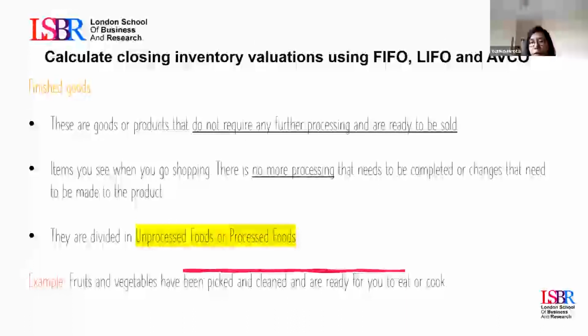So in this case, we don't have any other stage that implies a process to create, to include, because they are ready to sell. And finished goods are divided in two groups, as in the raw material, in direct and indirect. In this case, is it unprocessed foods or processed foods? Because maybe this is kind of difficult if we think, for example, in vegetables, vegetables that are sold in a supermarket.